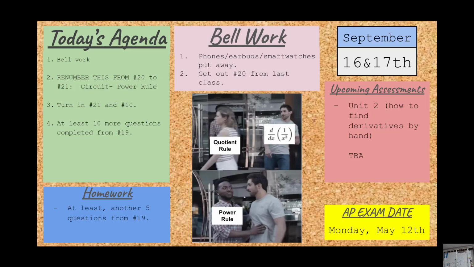He wants to use quotient rule, but it would be a lot easier to rewrite it and do power rule. So you could do either, but you don't want to just automatically do quotient rule, because sometimes you're doing a lot of extra work.